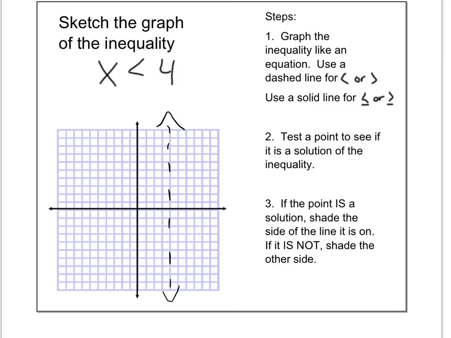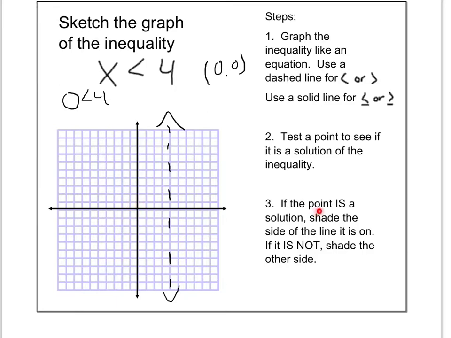Now, we have to test a point to see if it is a solution of the inequality. The point I'm always going to tell you to test if you can, because it's easy to work with, is 0, 0. So, we need to test the point 0, 0 to see if it works for this inequality. Well, there's no y value, so we just have to put in the x value. So I want to know, is 0 less than 4? Which it is. Okay, so 0, 0 is a solution to this inequality. So this point over here at the origin is a solution.